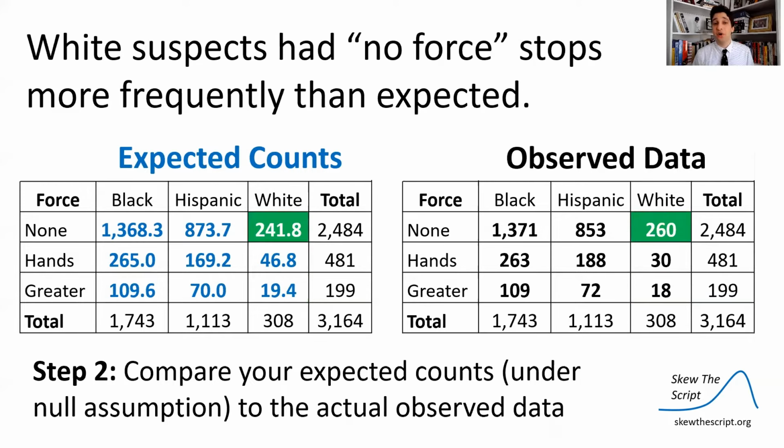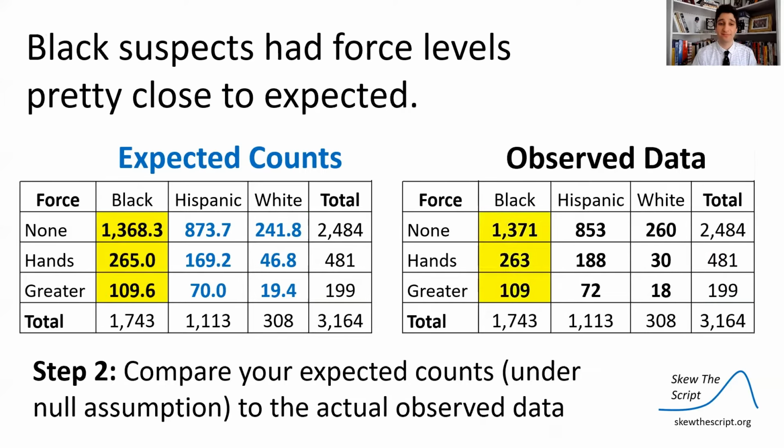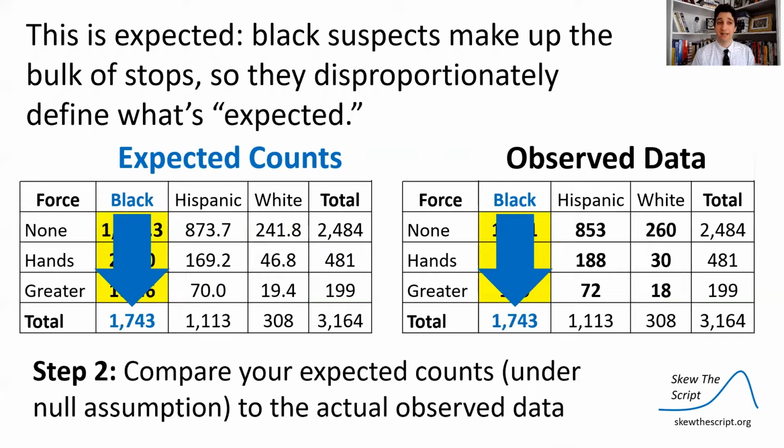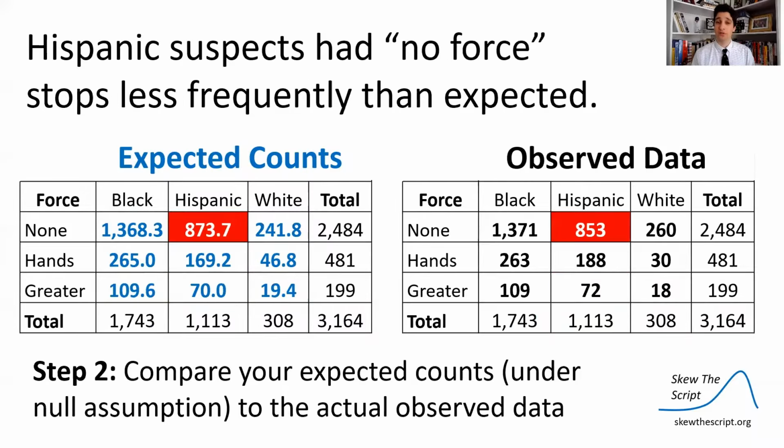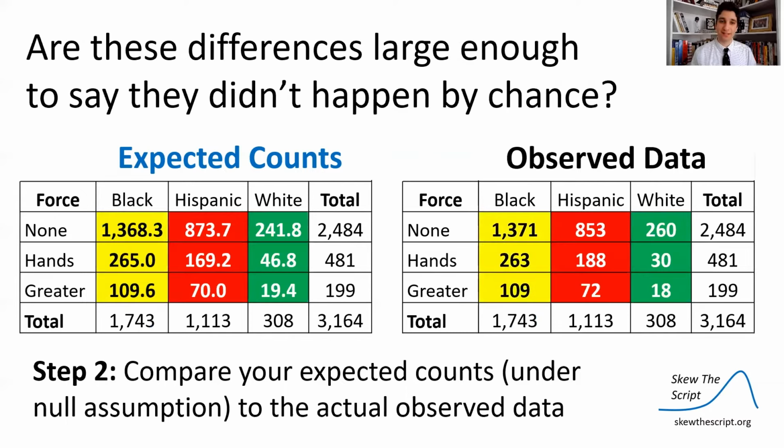And also they had no force stops more frequently in the observed data than what was expected. Black suspects had force levels pretty close to what was expected. And this makes sense because black suspects made up the bulk of stops from police, so they disproportionately define what is expected in the data set. And Hispanic suspects received force more frequently than expected and had no force interactions less frequently than expected.